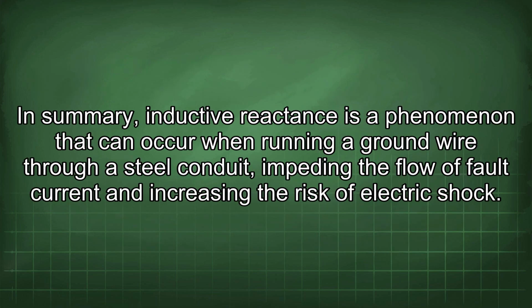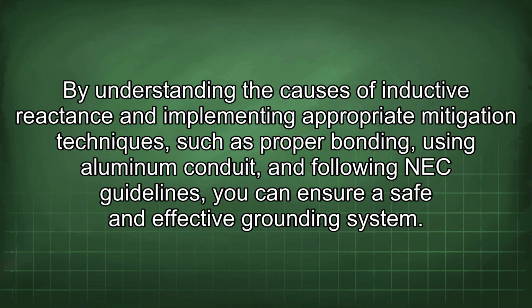In summary, inductive reactance is a phenomenon that can occur when running a ground wire through a steel conduit, impeding the flow of fault current and increasing the risk of electric shock. By understanding the causes of inductive reactance and implementing appropriate mitigation techniques such as proper bonding, using aluminum conduit, and following NEC guidelines, you can ensure a safe and effective grounding system.